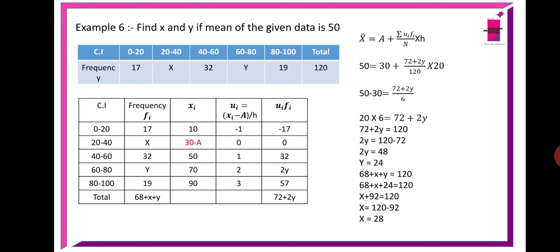So now I got uᵢfᵢ. By the step deviation method, I got sigma uᵢfᵢ as 72 plus 2y. I am going to substitute, because we know the mean as 50 and the assumed mean as 30: 72 plus 2y by 120, because the total observations is 120, into 20, that is the height. After simplifying, I get y equal to 24. As I said clearly, once you get one of the variables, because one variable we made 0 by taking that class as the assumed mean, the other variable you can easily find by substituting the y value in 68 plus x plus y equals 120. So x equals 28.